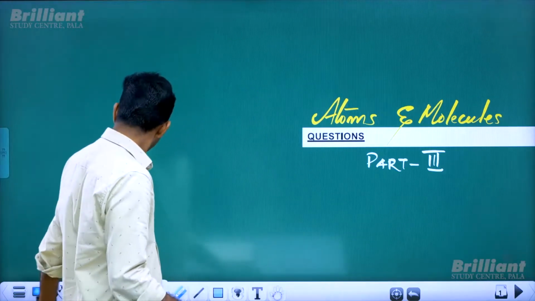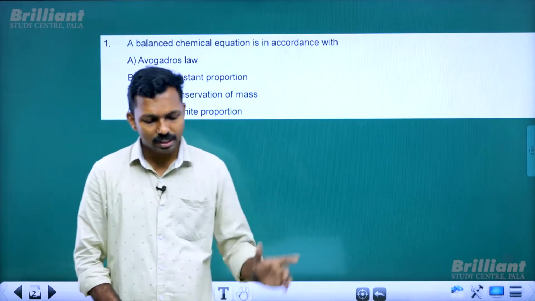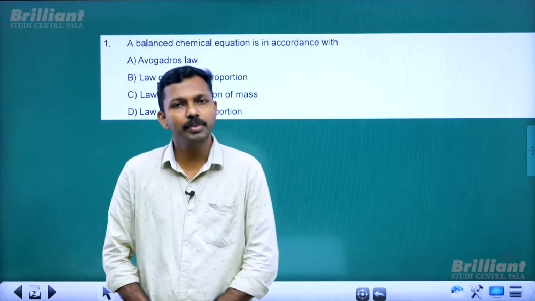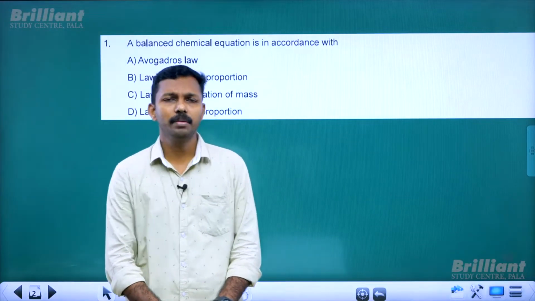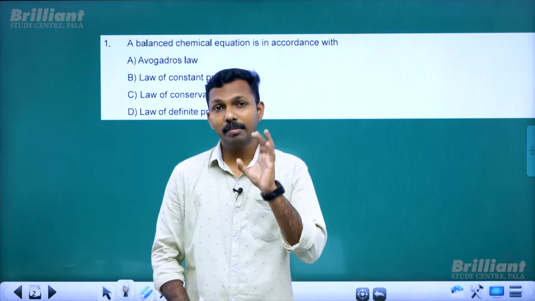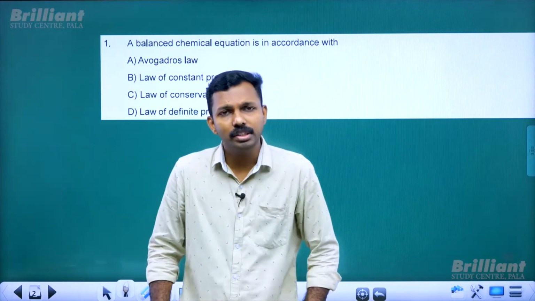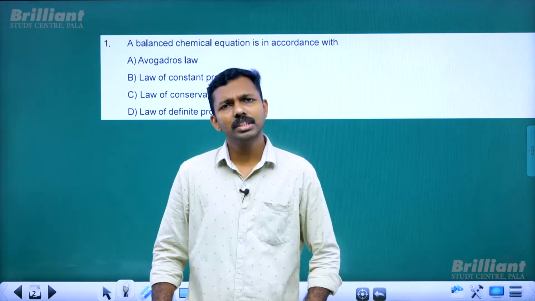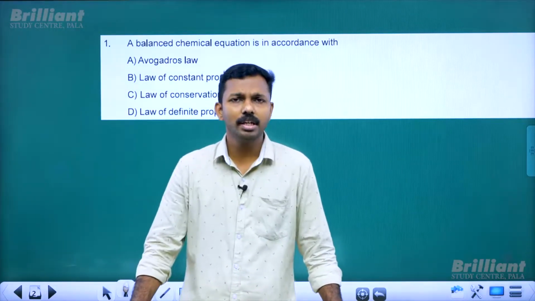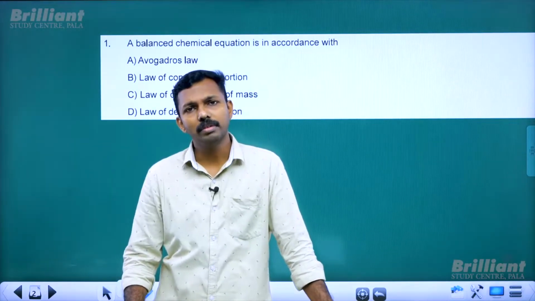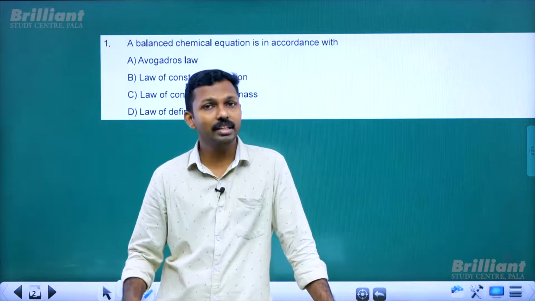Going to the first question, a balanced chemical equation is in accordance with... We know a chemical equation. What is a chemical equation? A chemical equation can be used to represent chemical reactions, right? Several chemical reactions are there. A lot of elements will combine together to form several compounds. So is it possible to write all these chemical reactions as words every time? No, we know it is not possible. It will be difficult, right? So we are using some symbols for writing chemical equations.